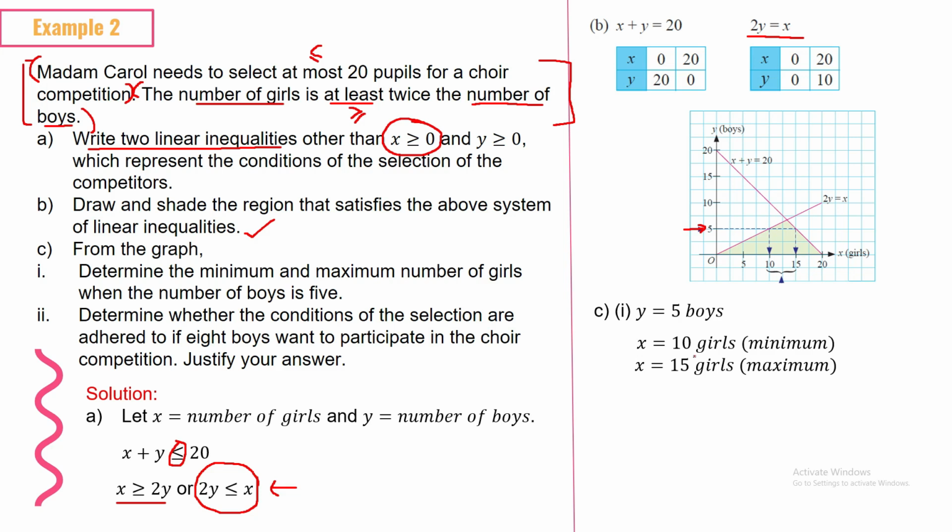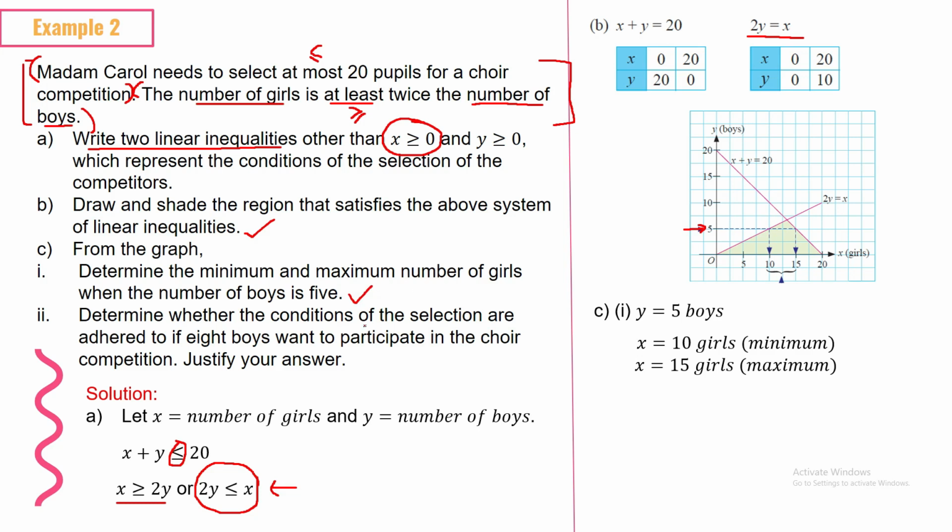So when the number of boys is 5, the minimum number of girls is 10 and the maximum number of girls is 15. This is how you solve this kind of question. Okay, C1 is done. Now we check C2.